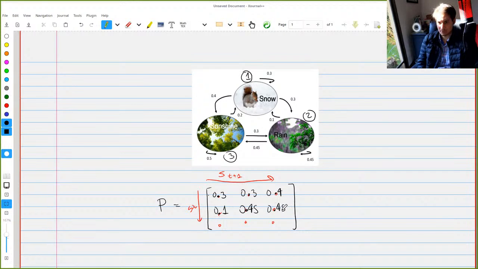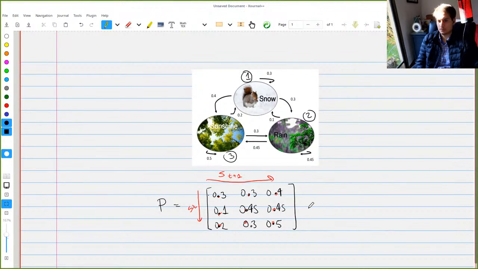This is also 0.45. So going from state 2 to state 2 is 0.45, and going from the rain to the sunshine is also 0.45. Now, for state 3, the probability of going from state 3 to state 1 is 0.2. Going from state 3 to state 2 is 0.3. And to go to state 3 is 0.5.